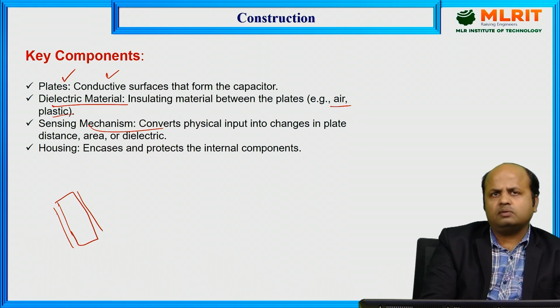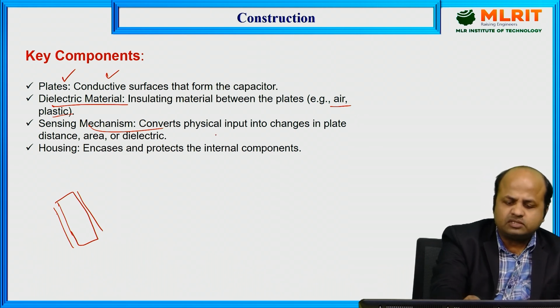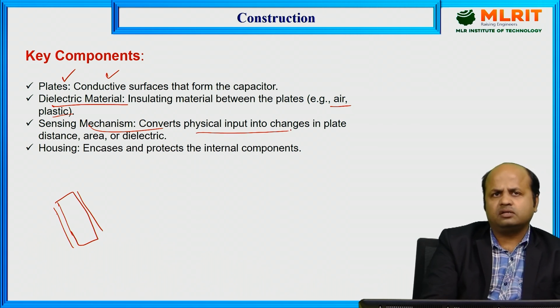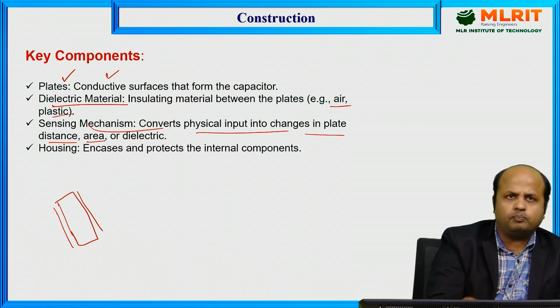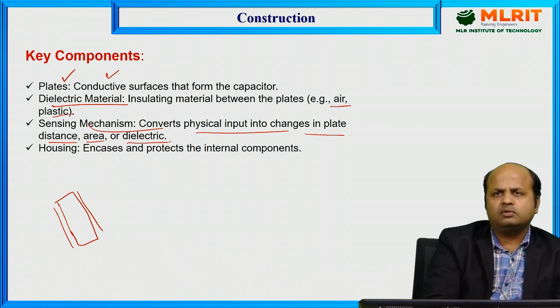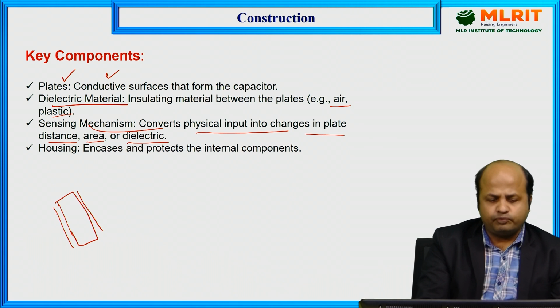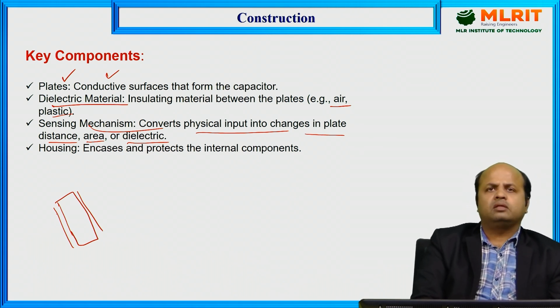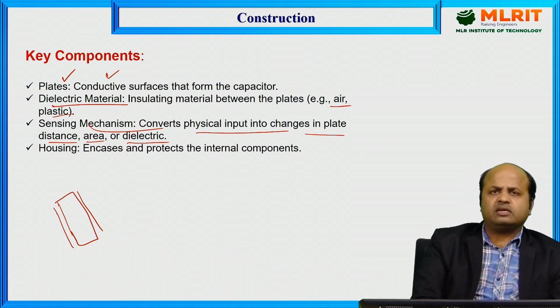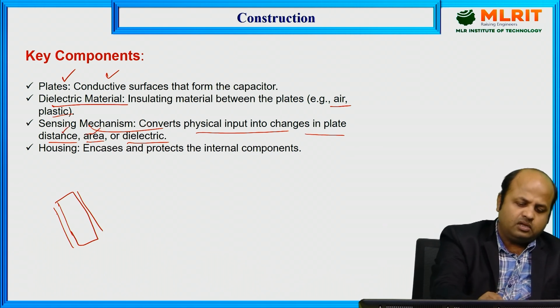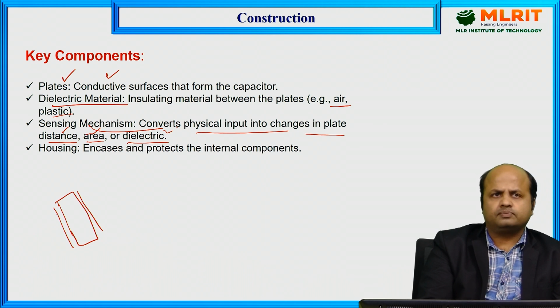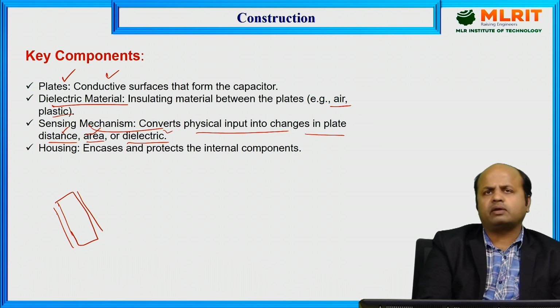We should develop a system based on plates and dielectric material so that whenever some physical input is detected, there is a change in the distance between two plates, or the area of the plates, or the dielectric between two plates. If you develop a sensing mechanism which can detect the physical input by varying the distance between two plates, the area of the plate, or the dielectric between two plates, this is the third requirement to construct any capacitive transducer.